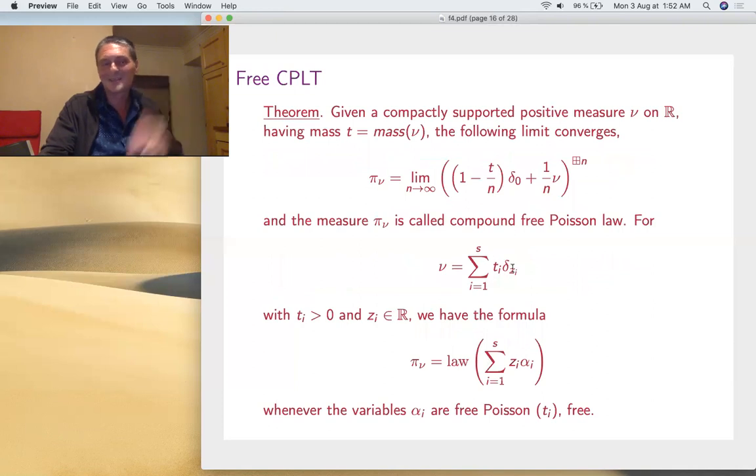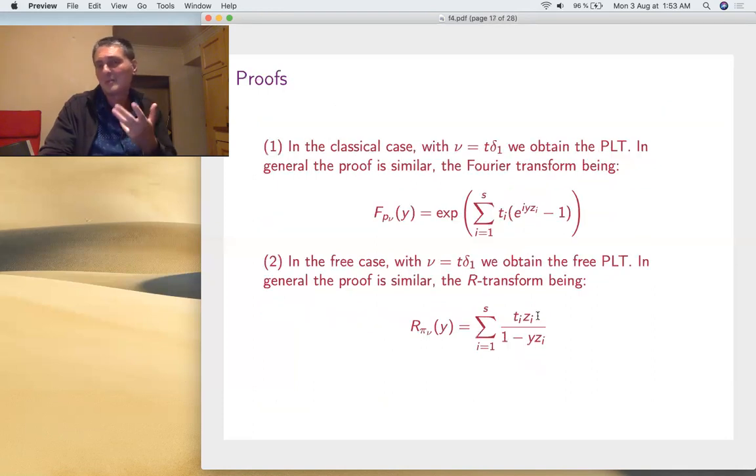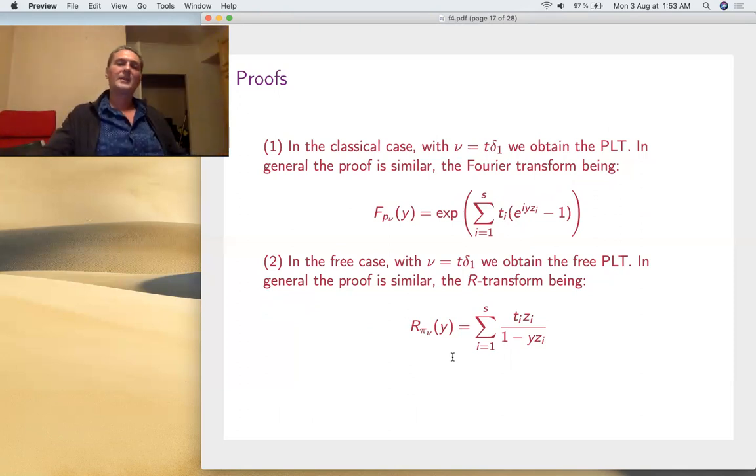It's in 3 parts actually. The first is the theorem that the limit converges. The second part is the law of these variables. This can serve as an alternative definition. And the third part, which you can call proof or part of the theorem, is that the Fourier transforms of the compound Poisson laws and the R transform of the compound free Poisson laws are given by this formula here. Okay, very nice.